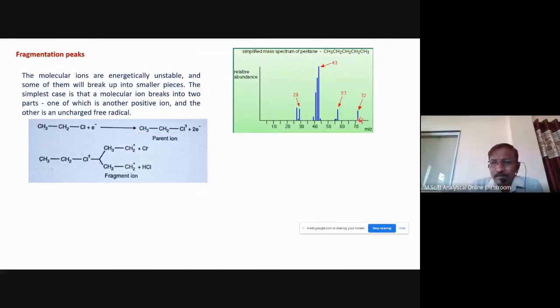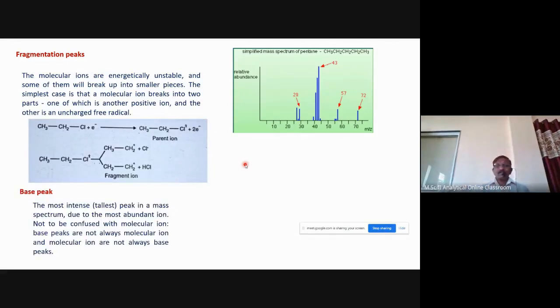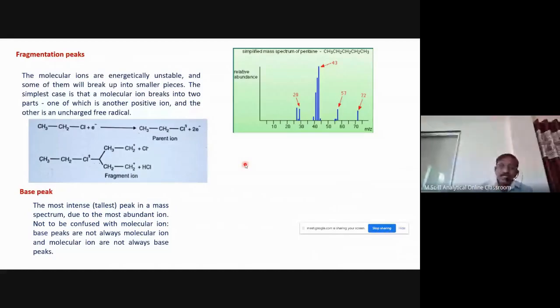Here we get the peak of the parent ion. It is small compared to the base peak, so we have to judge on the basis of highest intensity or most abundance. The most intense or tallest peak in a mass spectrum, due to the most abundant ion, is called the base peak. That is the basic difference between the molecular ion and the base ion peak. There should not be any confusion: the molecular ion and base peak are not always the same. They may be different.